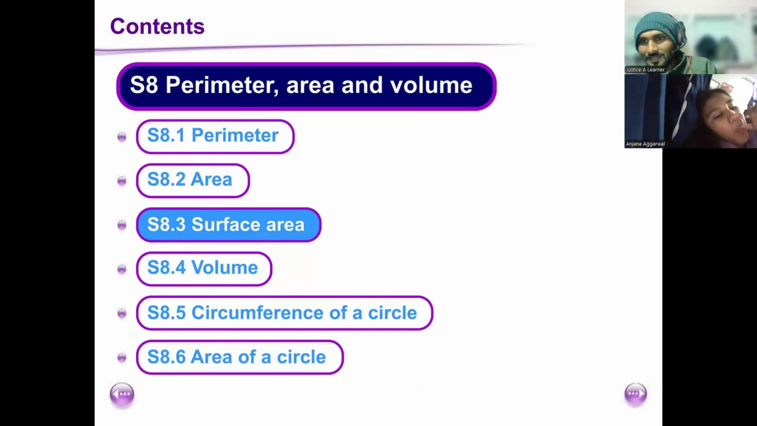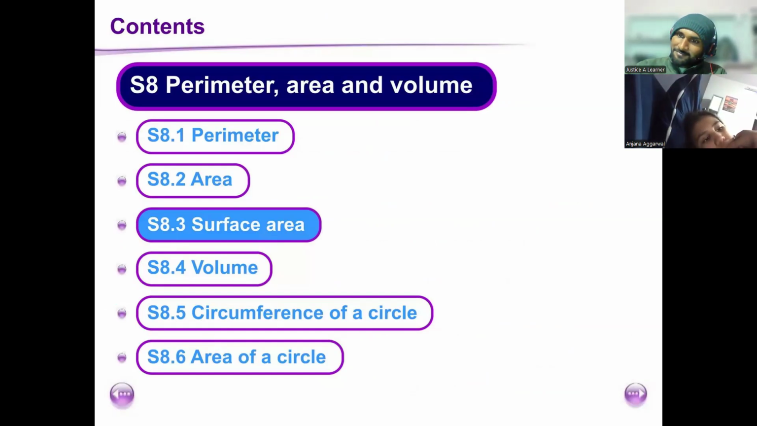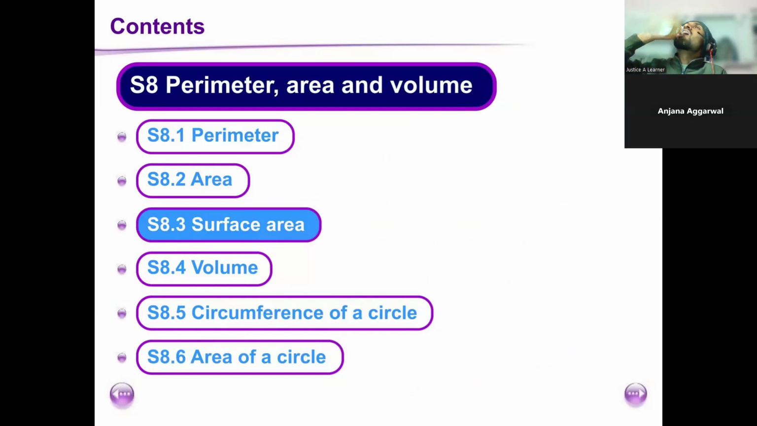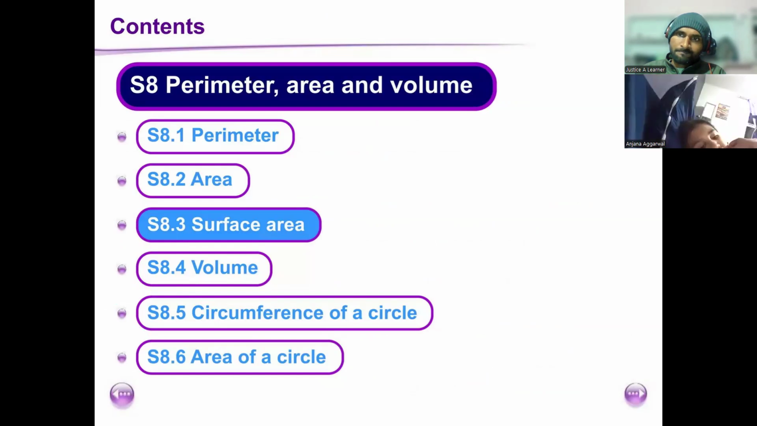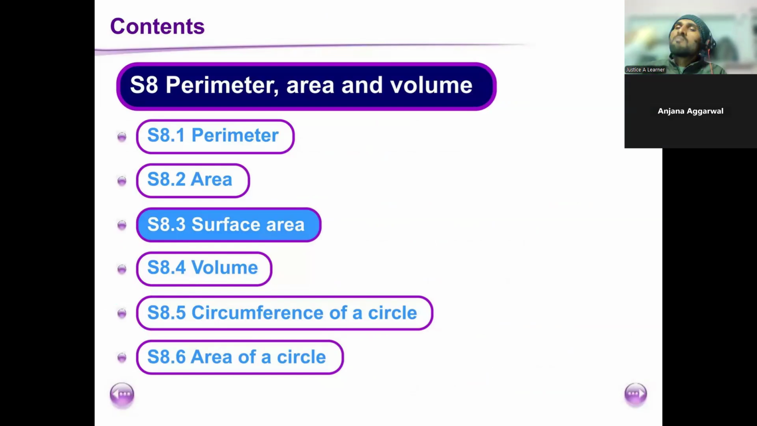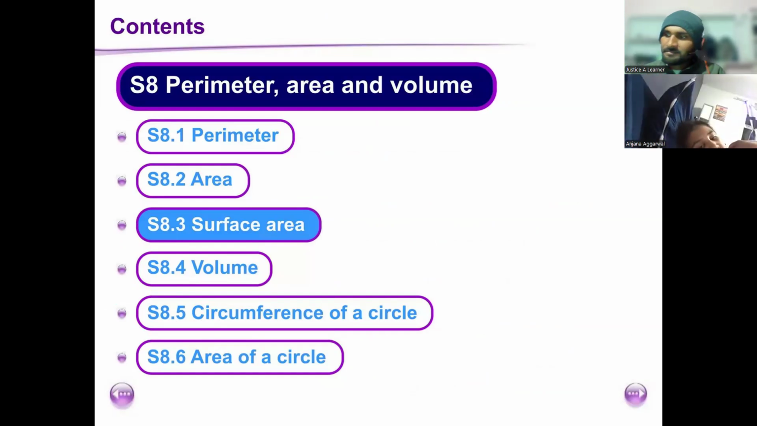Okay. Now let us take water. So perimeter and area, both things are clear now. If you have any question related to perimeter or area, you may ask now. No? Okay. So now comes the third part, that is surface area.